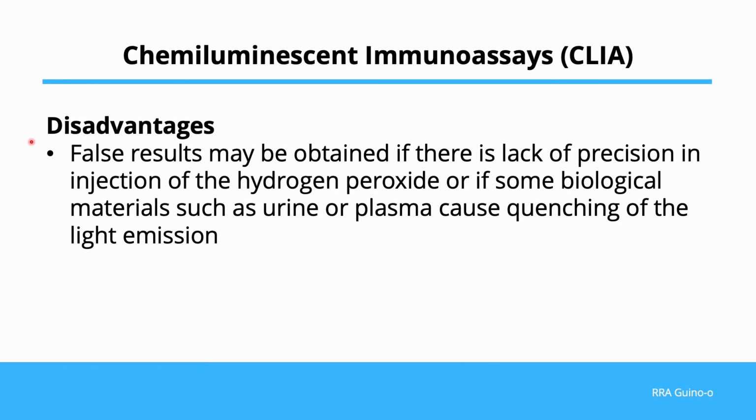For the disadvantages, false results may be obtained if there is a lack of precision in the injection of hydrogen peroxide in the test, or if some biologic materials such as urine or plasma cause quenching or inhibition of the light emission.